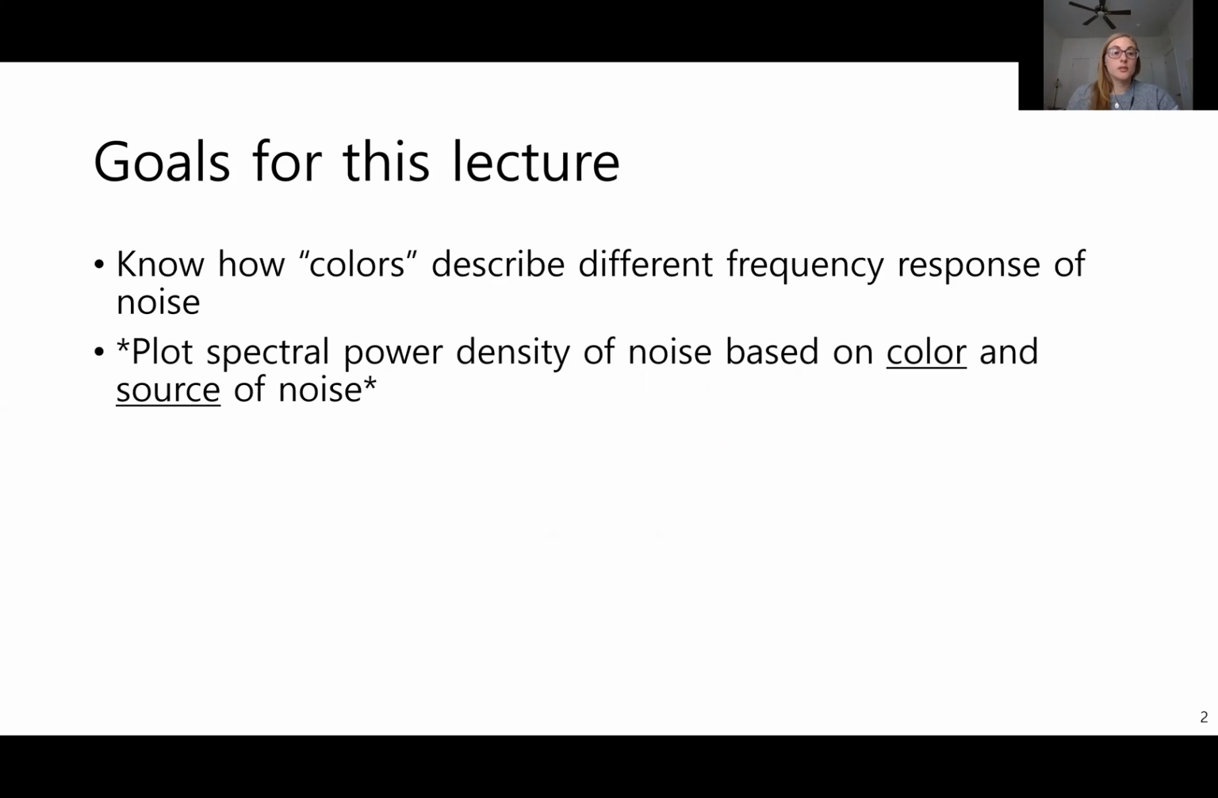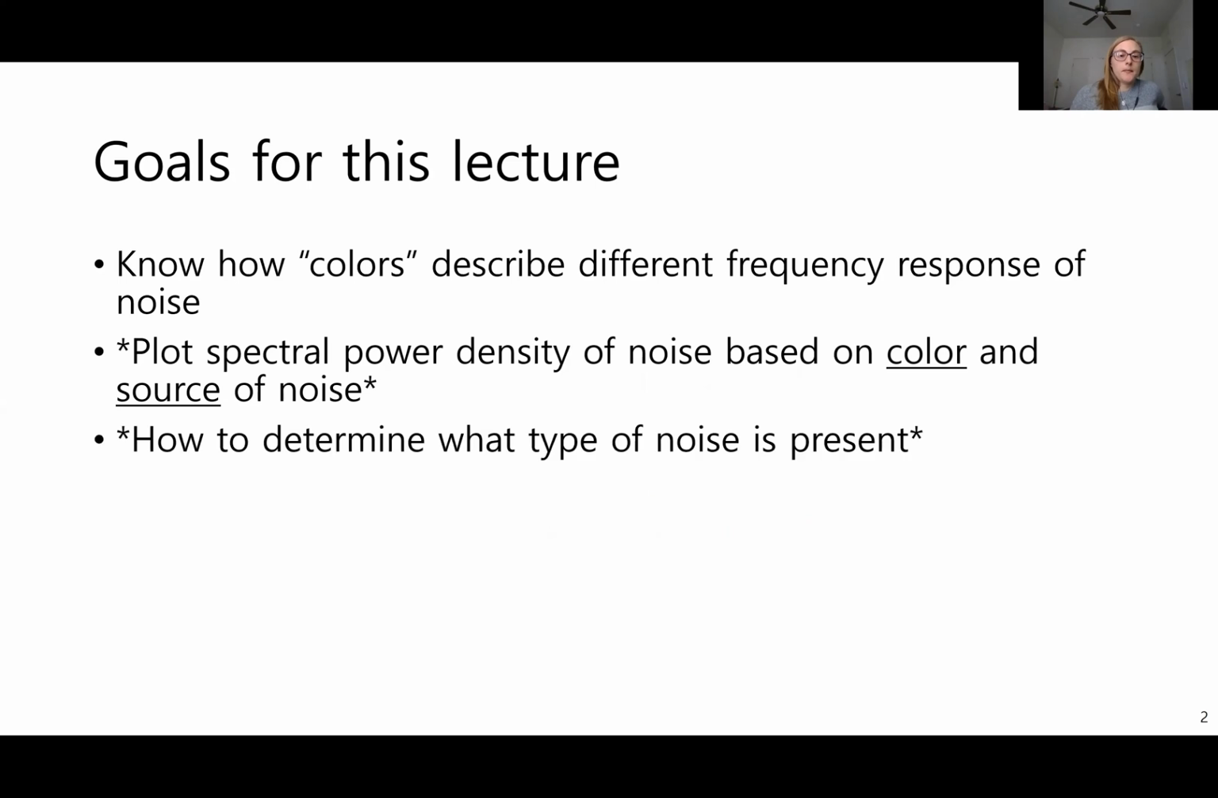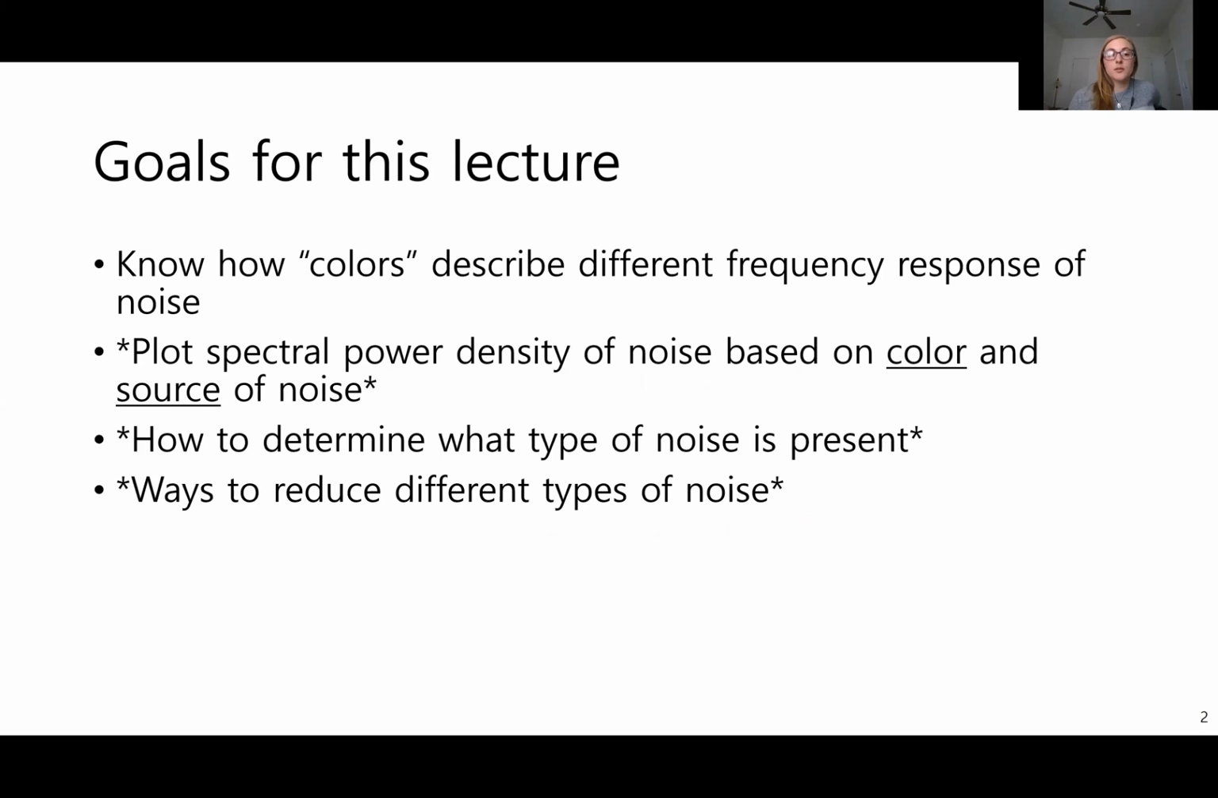Again, these asterisks are just emphasizing what you might need to know for quizzes in the future. Plotting the spectral power density, so making plots of the frequency response of noise based on the color or the source of the noise. And then Noah's question yesterday led into this point of how you determine what type of noise is present and how you can reduce that type of noise, when he was talking about environmental noise. But we'll talk about all four: the thermal, the shot, environmental, and flicker noise, and ways that you can reduce that.